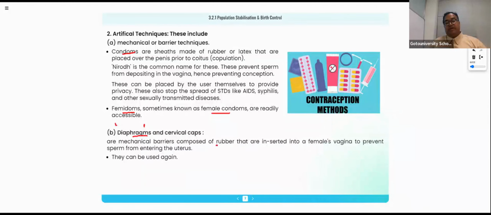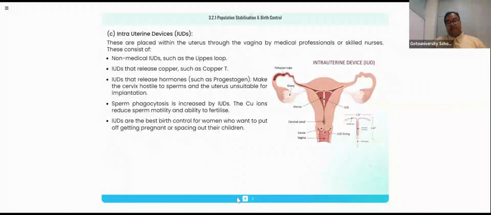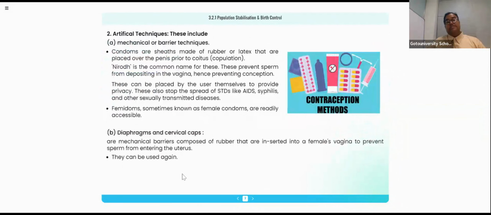The mechanical barrier composed of rubber is inserted into the female vagina to prevent sperm entry into the uterus. This rubber diaphragm does not allow sperm entry, right? Now we are coming to the next segment. Be very careful. Some students write that the diaphragm exists between the stomach and the chest. Of course, that is correct in human anatomy, but we are not discussing human anatomy here. We are discussing contraceptive devices. Here the diaphragm meaning is totally different.